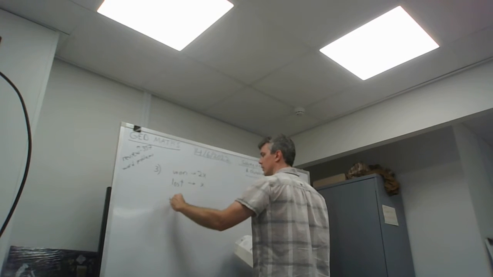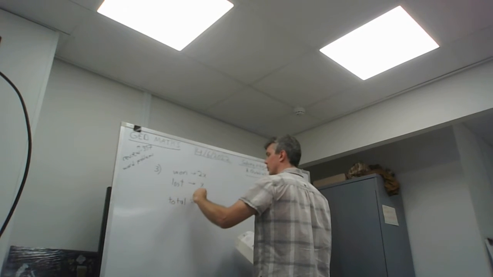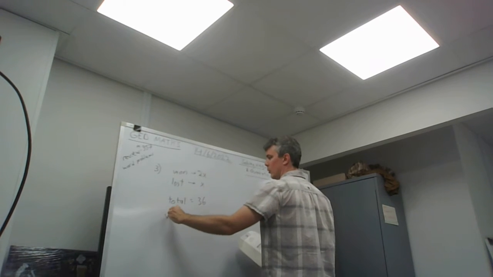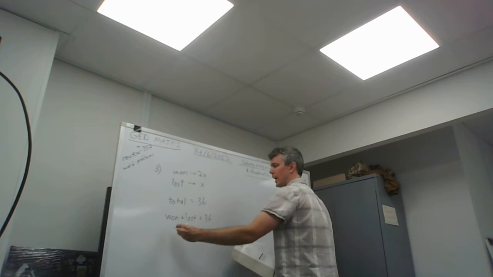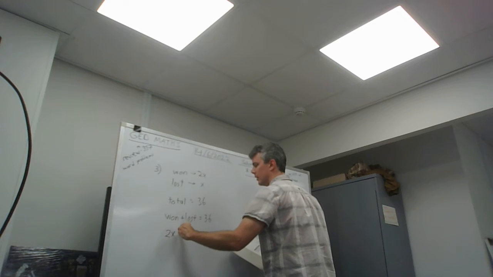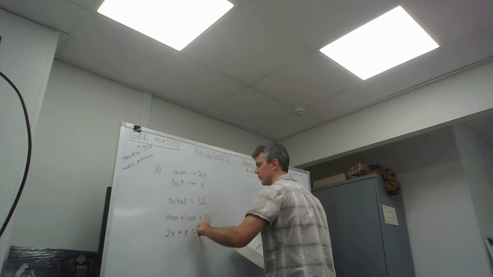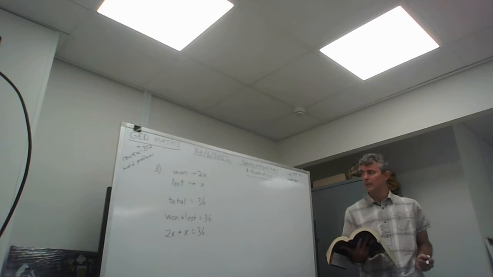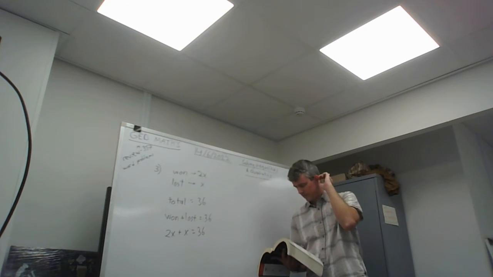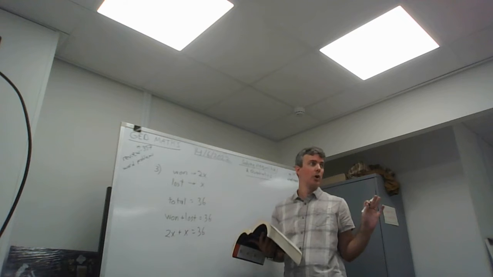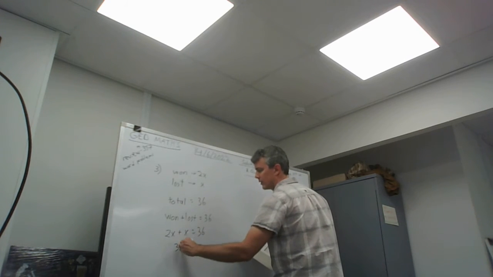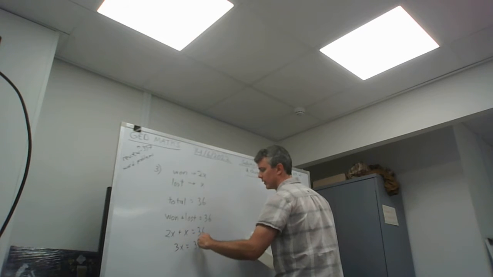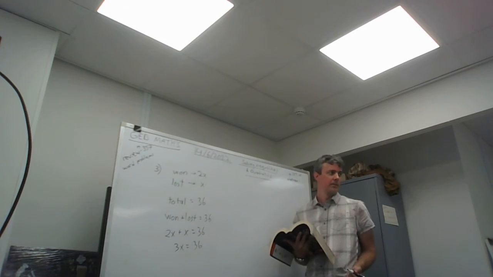So total equals 36, right? So wins plus losses equals 36. Now wins is 2x, so 2x plus x equals 36. Everyone see that? Yeah. And we just solve for x. It's nice to say there are no tied games. So what happens here? 3x becomes 3x equals 36. Now how do I get x by itself?